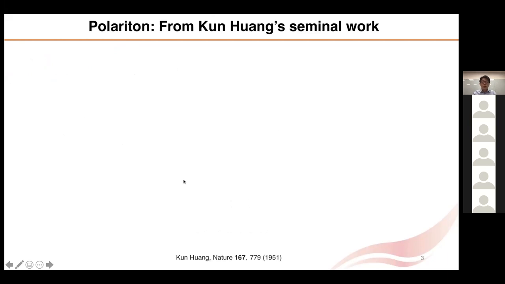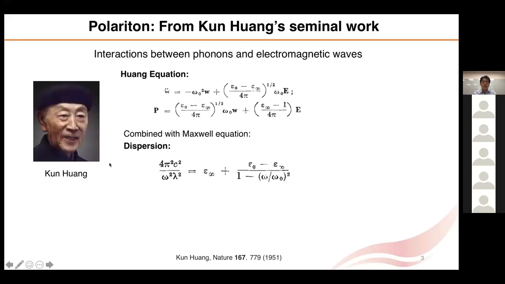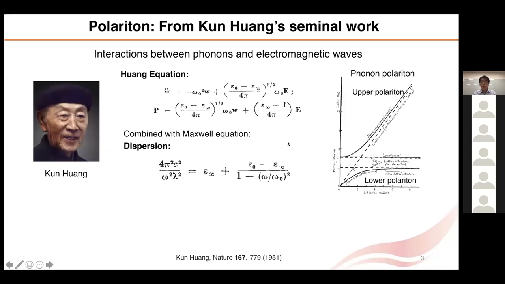So the history of polaritons can actually date back to the seminal work by a very famous Chinese scientist, Kun Huang, for his famous Huang equation that described the interaction between lattice vibrations and electromagnetic waves. By combining this Huang equation with the Maxwell equation, one can directly derive those solutions. It actually described the dispersions for a new quasiparticle called phonon polaritons.